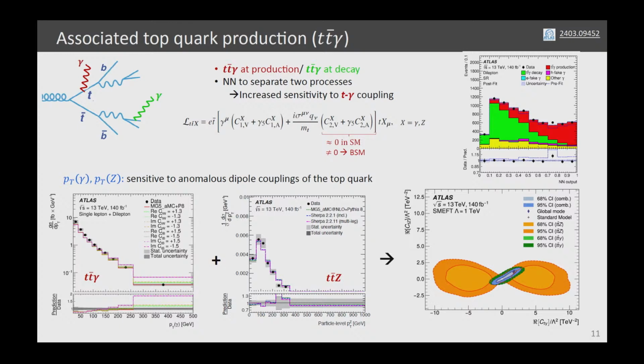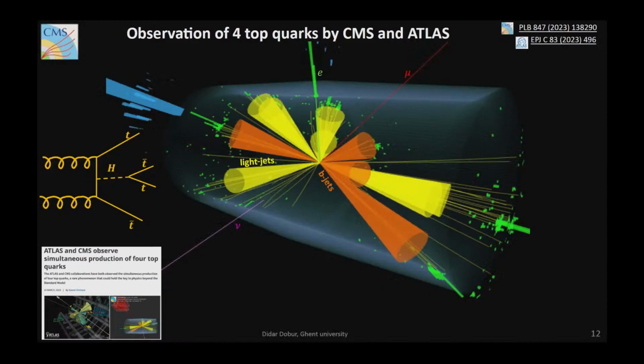And this can be done in the context of effective field theory, where the photon PT as well as ZPT from TTZ have the most sensitivity. Combining these two, we get complementary sensitivity to these Wilson coefficients that model this kind of couplings. So this is TTZ, this is TT gamma, and this blue is the combination.